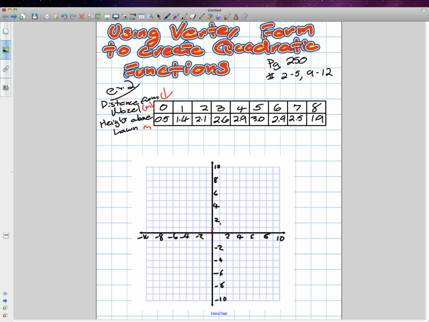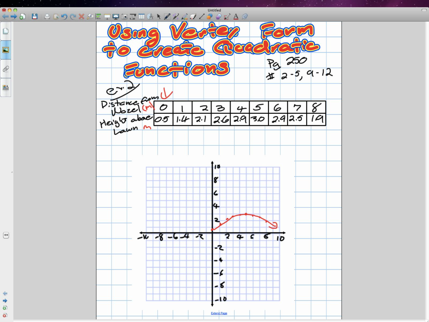After 2 meters away, it's 2.1. 3 is 2.6. 4 is 2.9, 5 is 3 on the dot, 6 is 2.9 again, then 2.5, and 8 is 1.9. Okay? So, we can draw a curve of best fit through these points here. Do my best. That was actually pretty good.